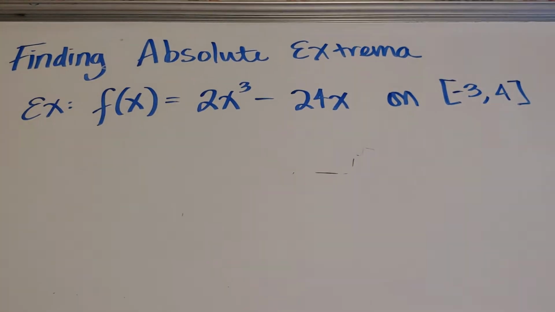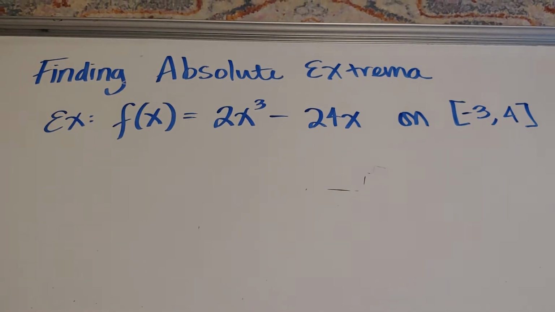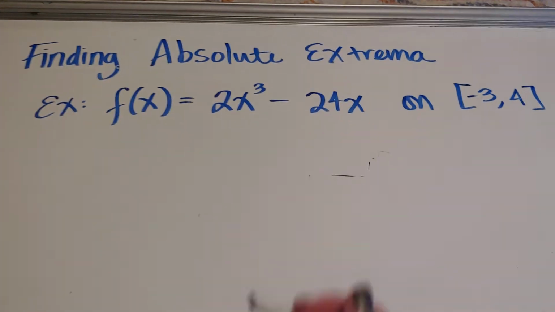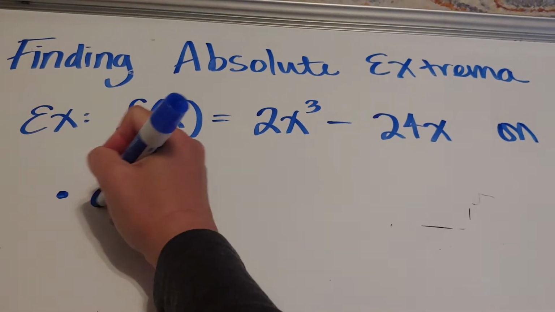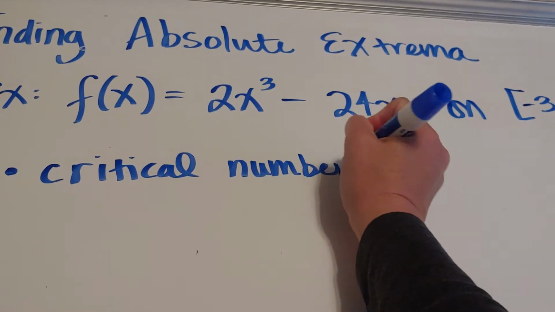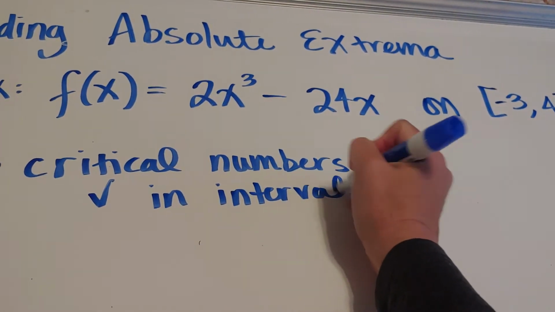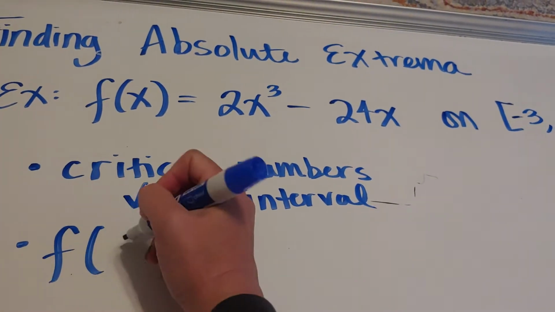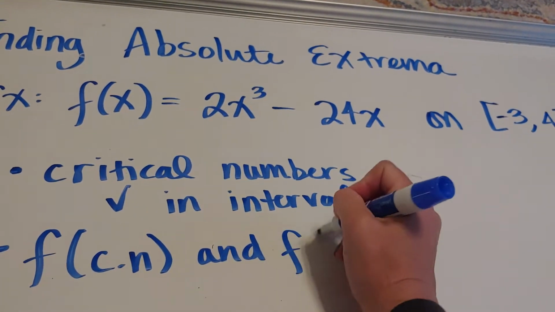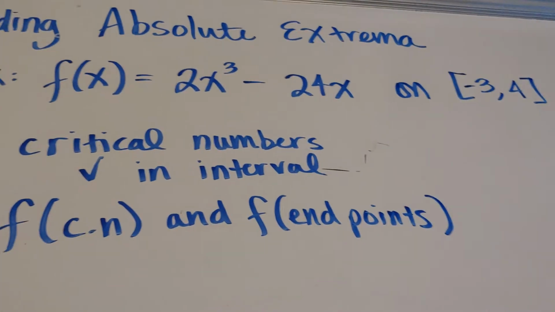In this video, we're going to find the absolute extrema, and we have a polynomial on a closed interval. When you're finding absolute extrema, so an absolute max or min, the plan of attack is to find the critical numbers, check to make sure that they're in our interval, and then evaluate f at our critical numbers, I'm just going to put C in for critical numbers, and the endpoints of our interval. Okay, so that's our plan.